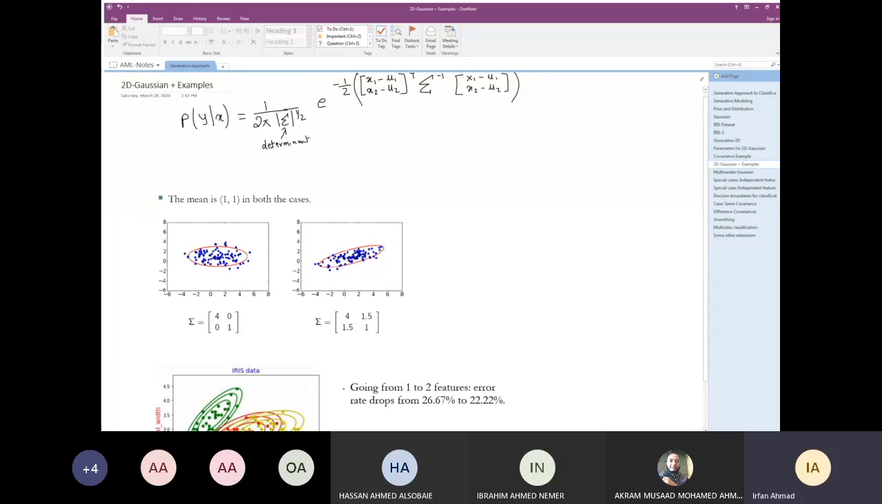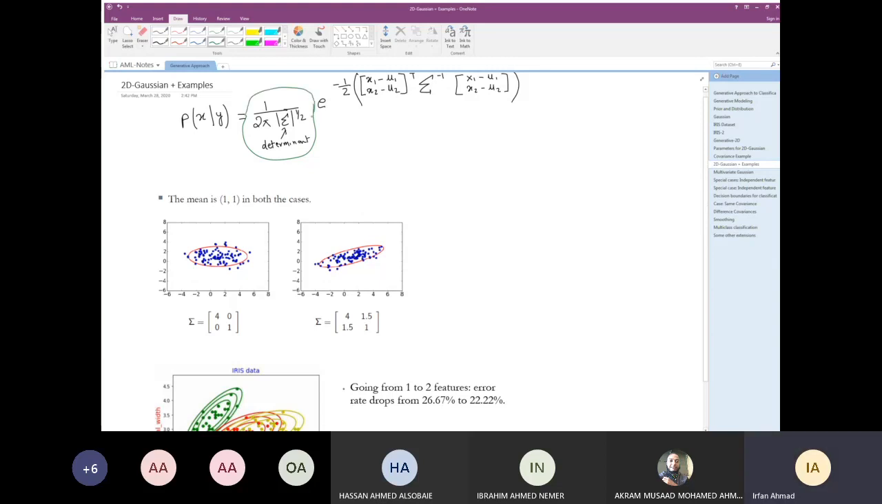P of y given x is nothing but P of x given y times P of y over P of x, right? Just to make it clear, this is the probability of generating x given a class y. And this is again a normalization term for the probability. And this is the same idea: this is an exponential, and the value would be highest once the exponent is 0, so x1 equals mu1 and x2 equals mu2. That would be the peak point in the distribution, and it will be e to the power of 0, and then the PDF would be only this normalization value.